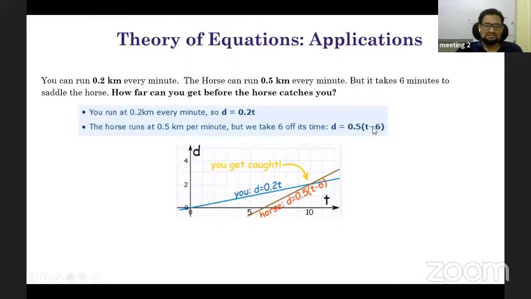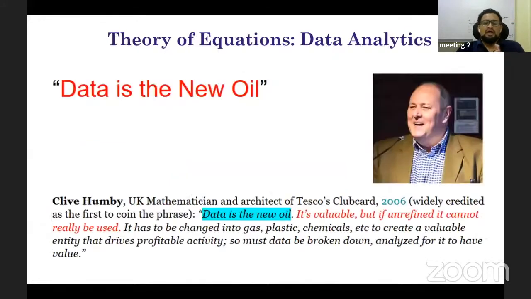See, now this is very interesting. The minus 6 comes from the property, or the feature, of the horse. This is how we formulate the equations, and when these two equations meet, that is the point where the horse will catch me, and that is the distance I have covered. The intersection point, t equal to 10, is where the horse is going to meet the person, right? So this is a very interesting example.